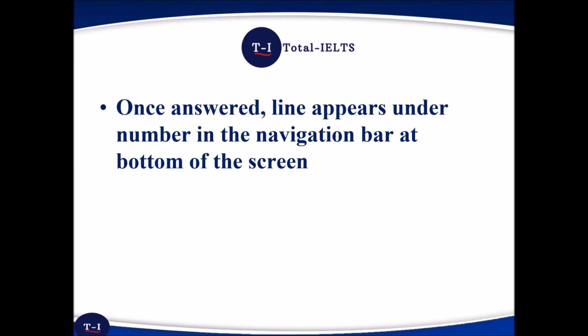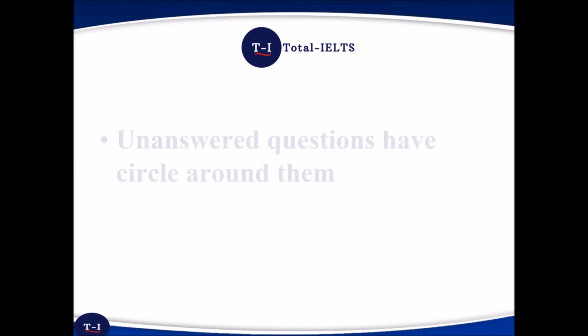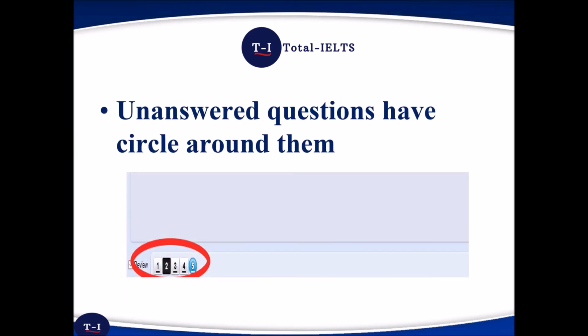Once you've answered a question, a line appears under the number in the navigation bar at the bottom of the screen. As you can see here, this candidate has answered parts 1 and 2 and is about to start part 3. Unanswered questions have a circle around them, so they're easy to spot when you come back for a final check.